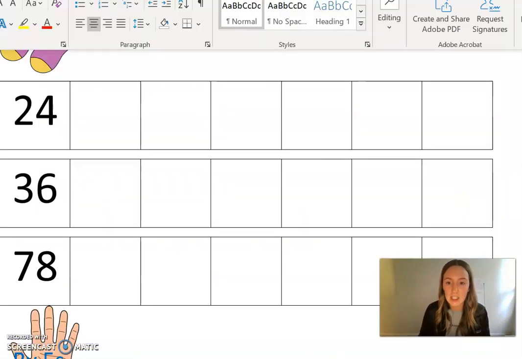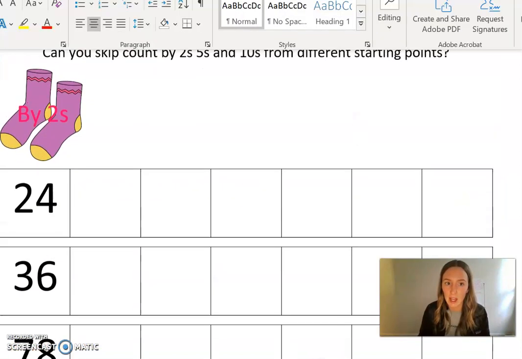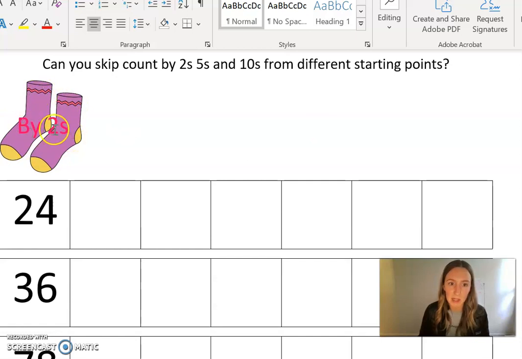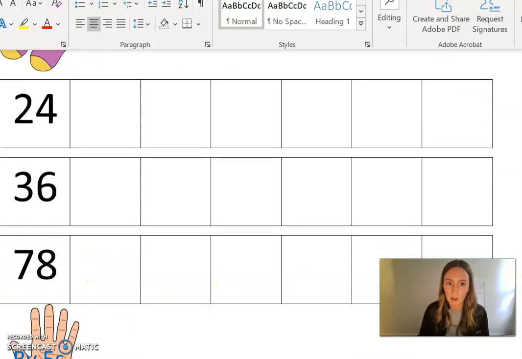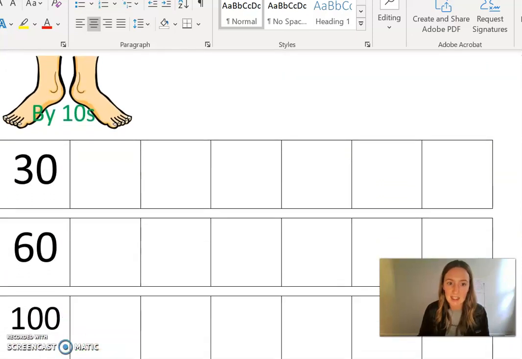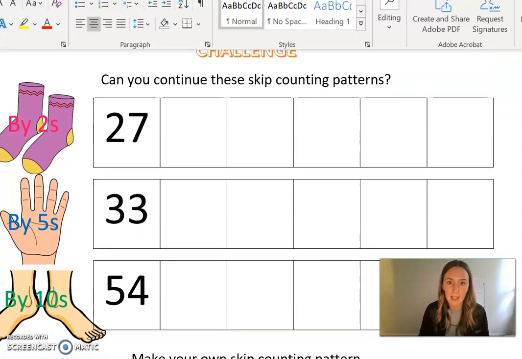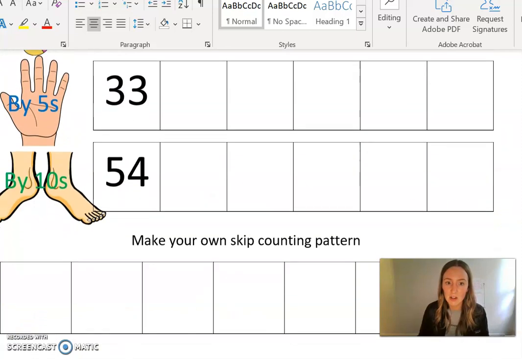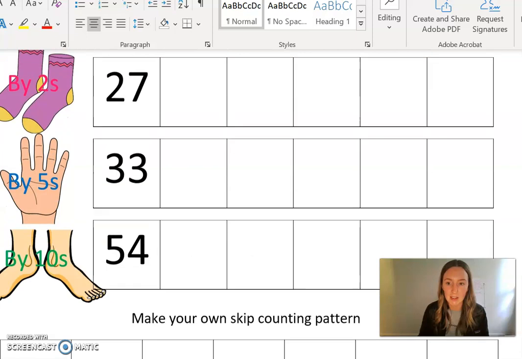So, on your activity page, you'll see that it's got a picture and it's got by twos, and then you're going to skip count from this number by twos into the end of the row. Likewise, with this number, you'll skip count starting from 36 by twos until the end of the row. And then there's some by fives, and then by tens, and then there's some different numbers that might be a bit challenging. So you just have to do one row by twos, one row by fives, one row by tens, and then you need to make your own skip counting pattern.